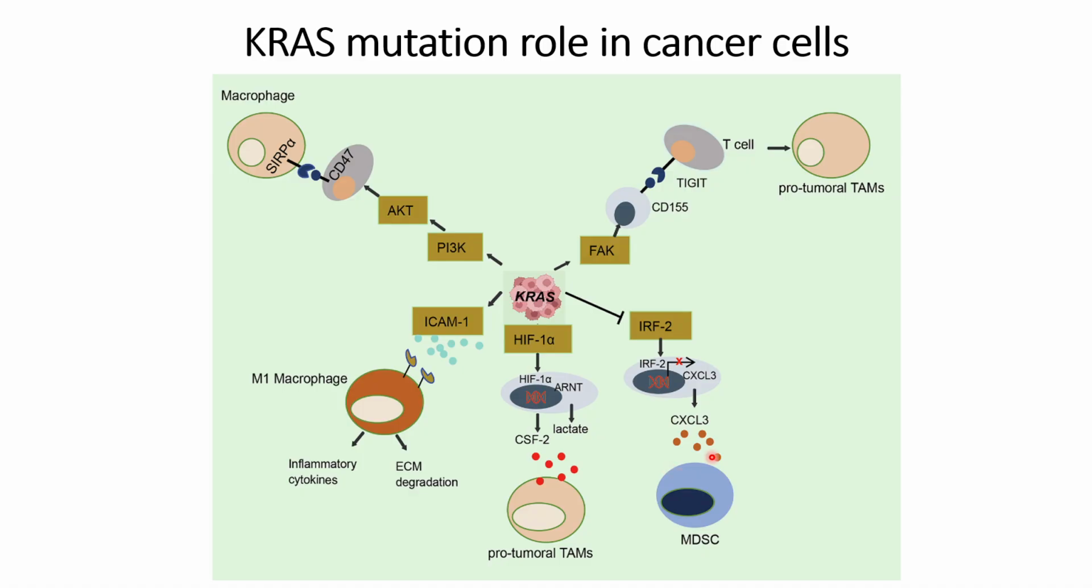So one of the common things we find in this figure is that KRAS mutation tries to polarize M1 type macrophages into M2 type macrophages through different means, or through different pathways, such as the HIF1 alpha pathway by creating an oxygen-deprived condition, or through the high surface expression of CD47 and CD155.